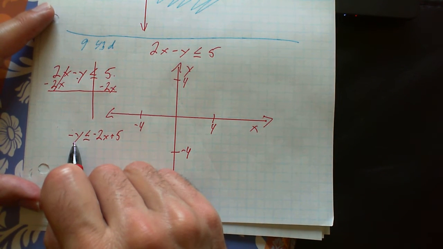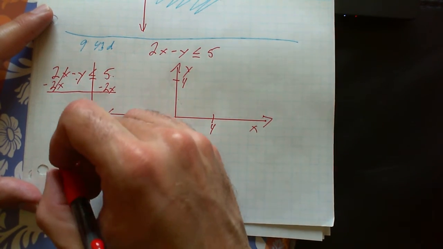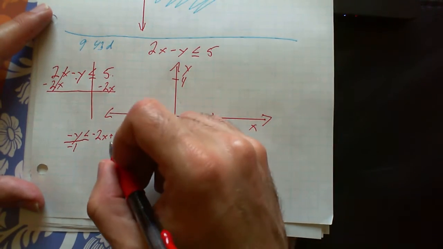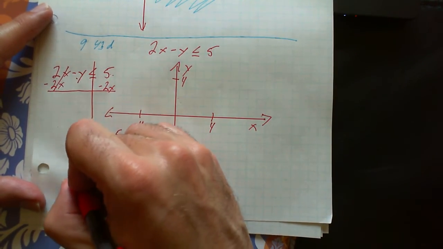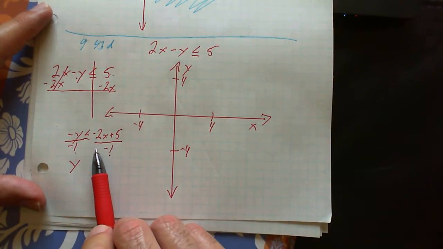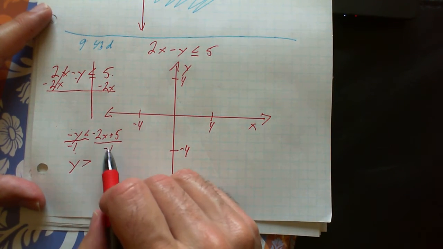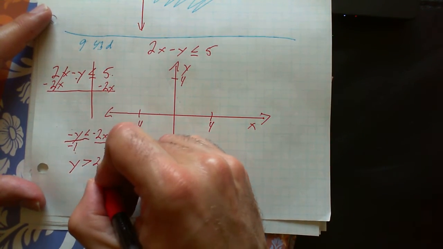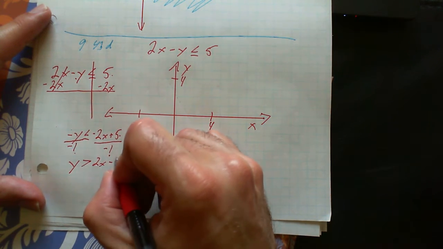The y is still not by itself. It still has a negative, which I can say is multiplying by negative 1. So I'm going to divide all of this by negative 1, and then I'll divide the whole side over here by negative 1. That changes this to a positive. And because I'm dividing both sides by a negative, what happens to my inequality? It flips. And then this is going to change the signs of both of these. Negative 2x divided by negative 1 is positive 2x. And 5 divided by negative 1 is negative 5.